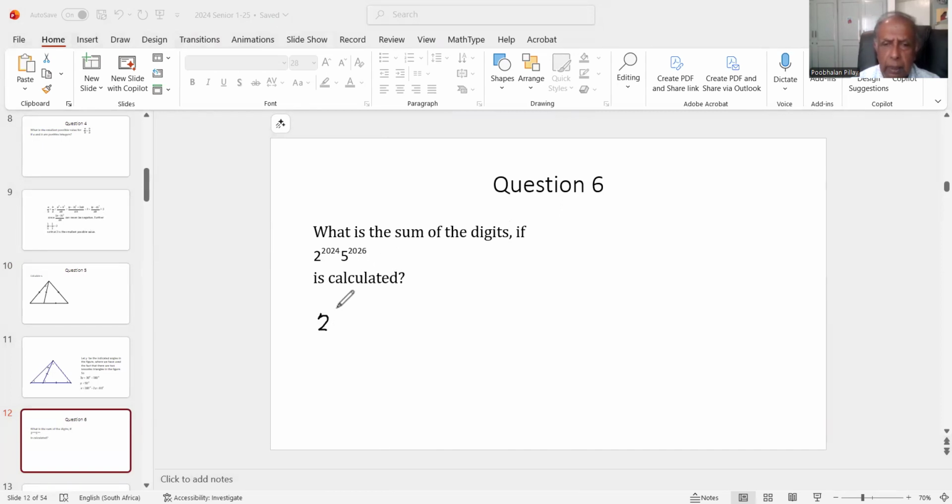Well, let's do some algebra on this. 5 to the power of 2026. Now let me make both the exponents the same. I'm sure that'll help. Oh, it's 2024. 5 to the power of, make this 2024. But then this is 5 to the power of 2026. Must always respect the equal sign.